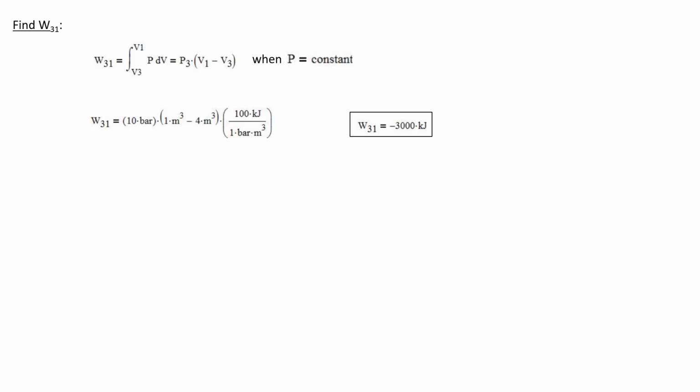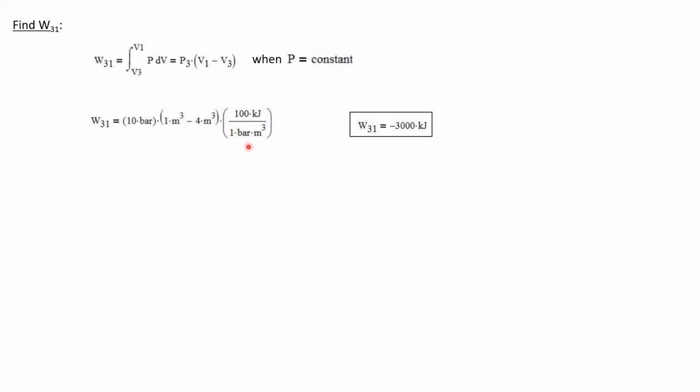Now we need to find the work for the third and final process, process 3-1. And that is a constant pressure process. And the work, as always, is the integral from the first state to the final state of P dV. And previously, we've solved this integral for a constant pressure process, and it's just the pressure times the change in volume. That's the final volume minus the initial volume. Well, the constant pressure during this process is 10 bar, and the final volume is 1 cubic meter. The initial volume is 4 cubic meters.